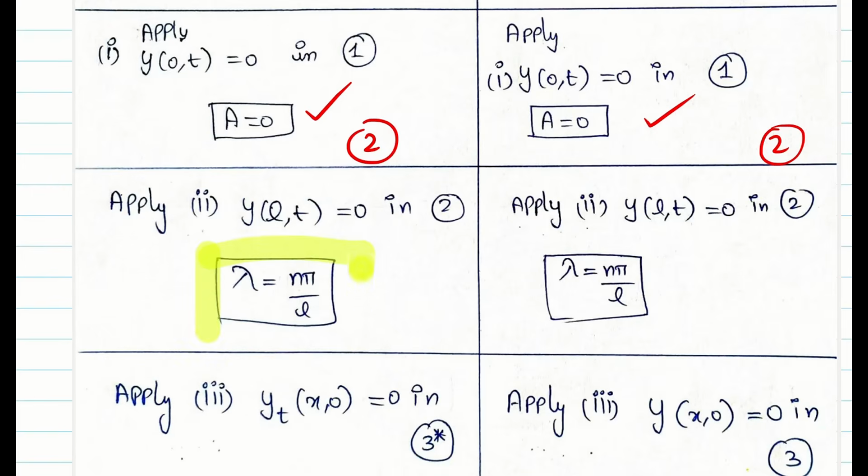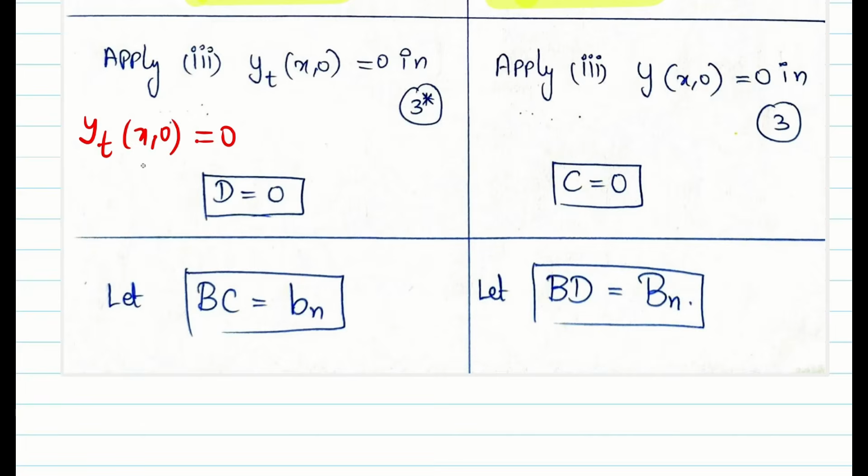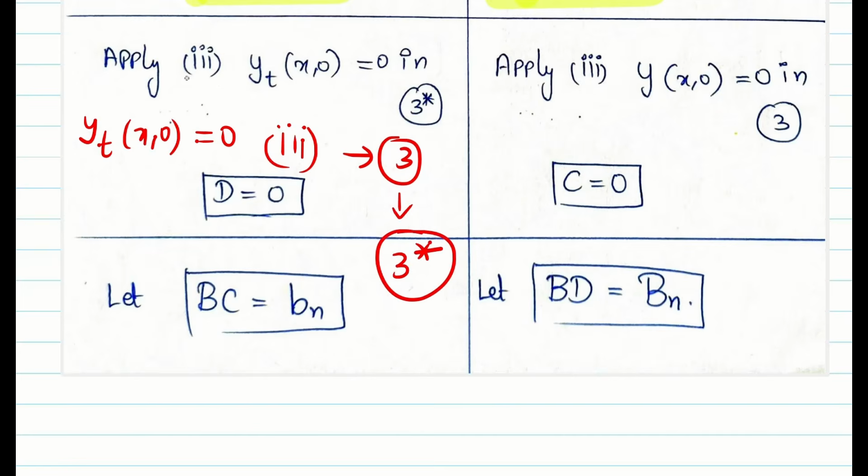In both the cases, the first two conditions are going to be the same: A equal to 0 and lambda equal to n pi by L. When you go for the third condition, here in the zero initial velocity problem, I cannot apply 3 because my equation 3 is y of x comma t. So now I differentiate 3 partially with respect to t to get 3 star. Now apply 3 in 3 star to get d equal to 0.